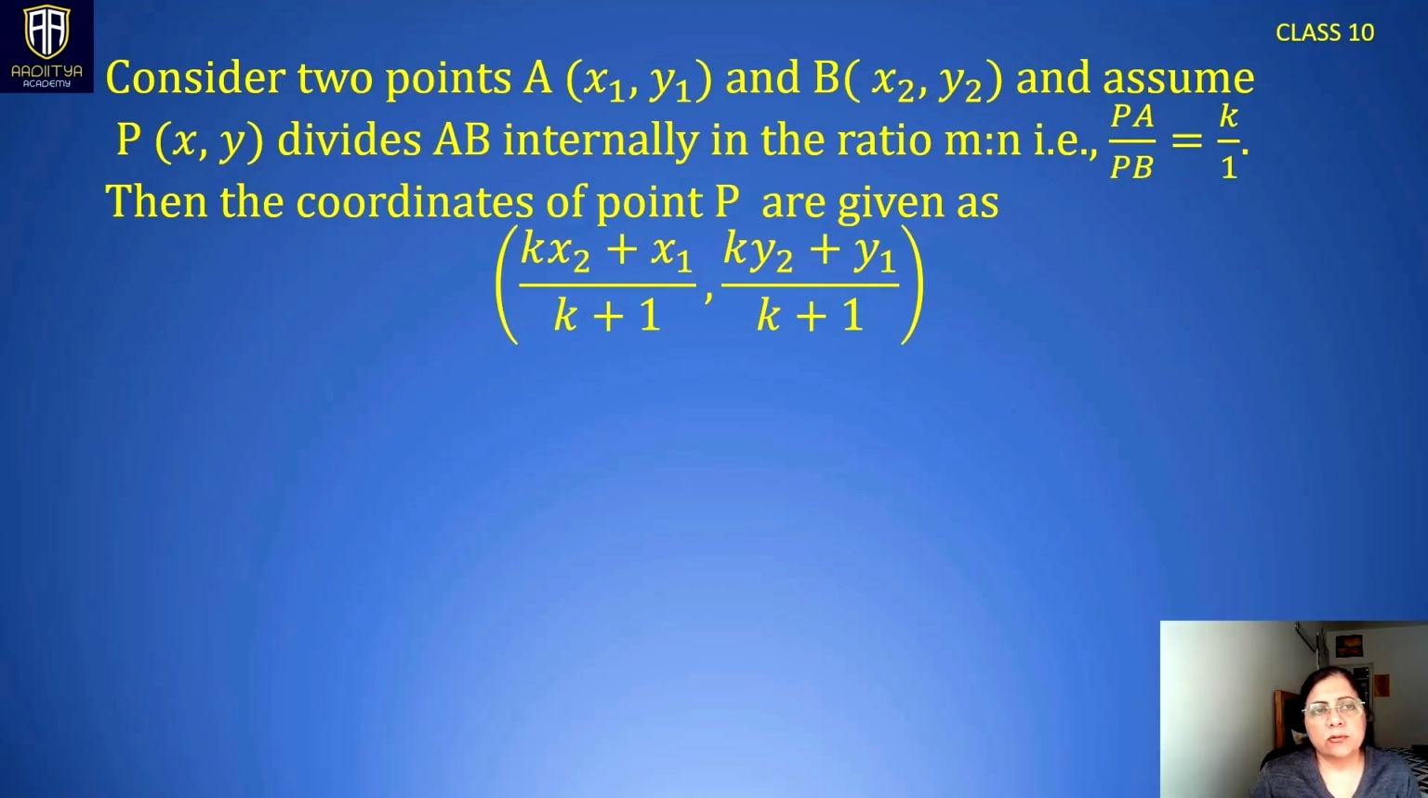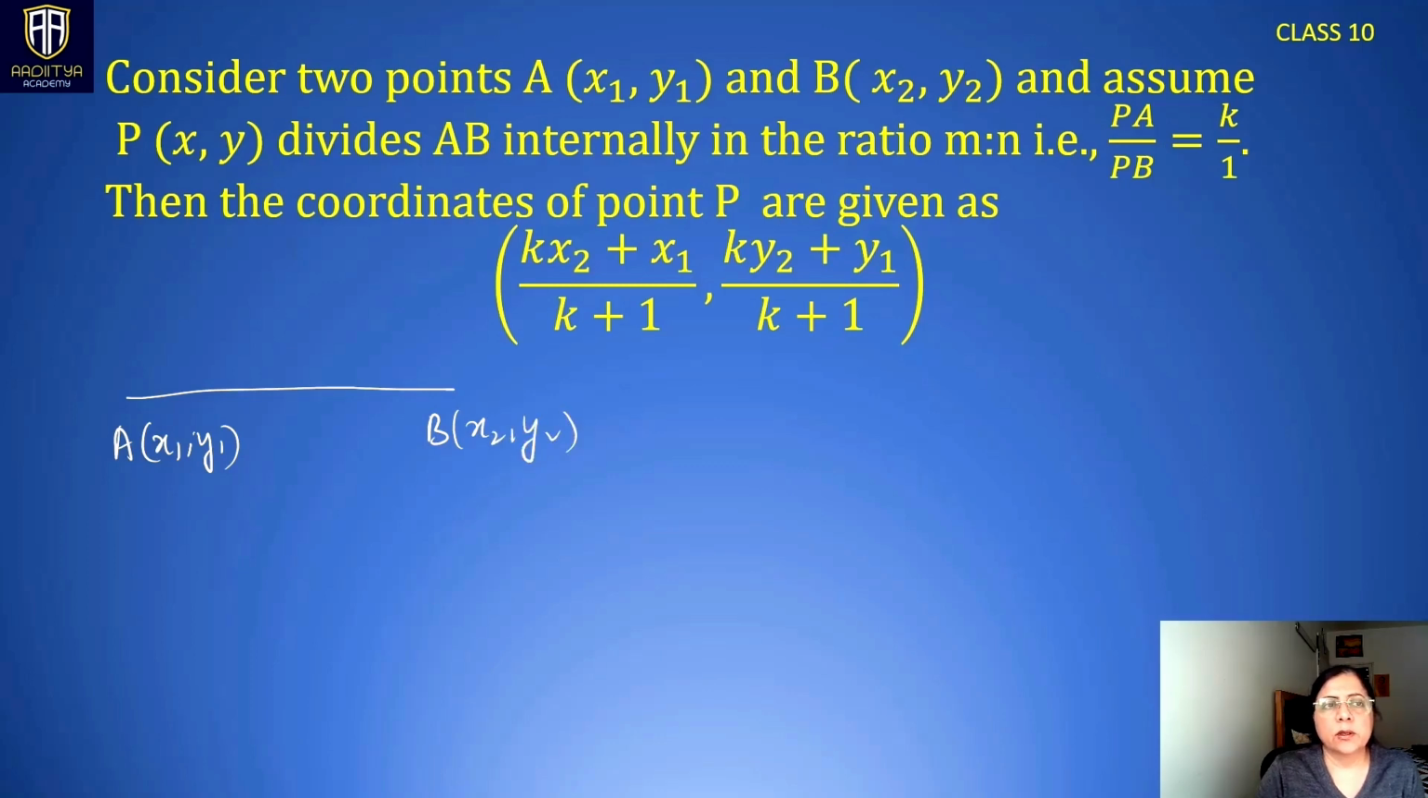This is a specialized version of this formula. Like if we have a line segment AB, where A represents x1, y1, and B represents x2, y2. Consider two points A and B and assume P divides internally in the ratio m is to n. That is, PA upon PB is equal to k is to 1. This is the simplified version. Why am I telling you this? When we have to find the ratio, the relationship between A, B and P remains the same as we learned in the last slide.